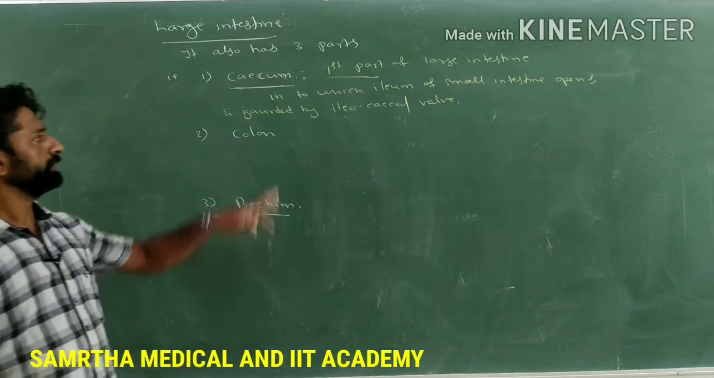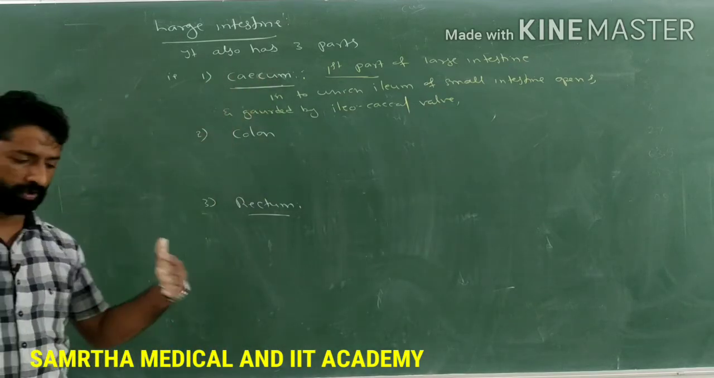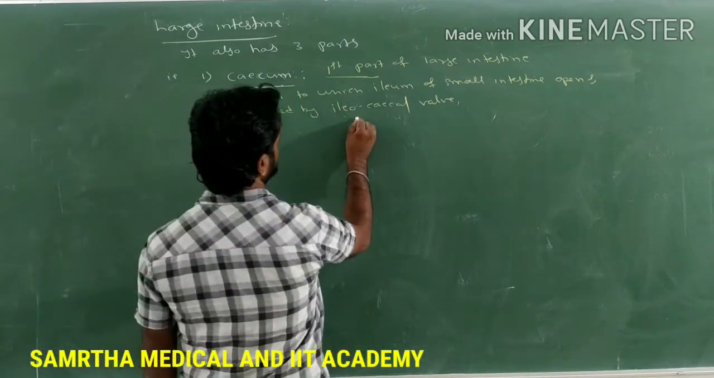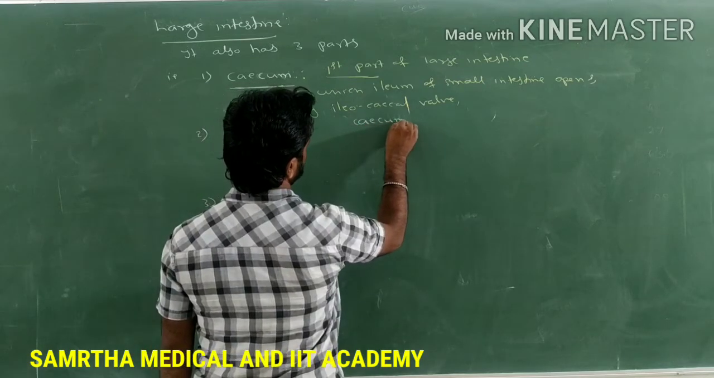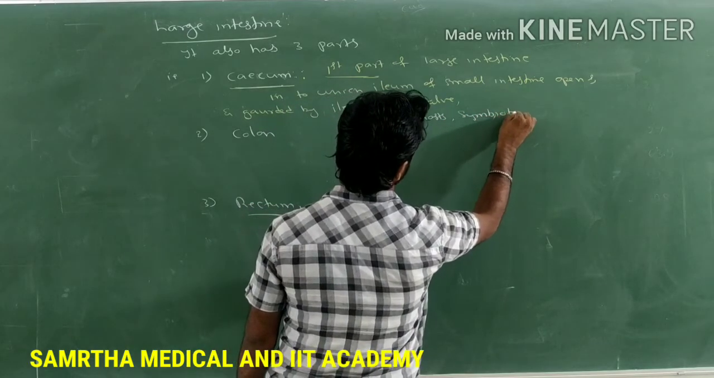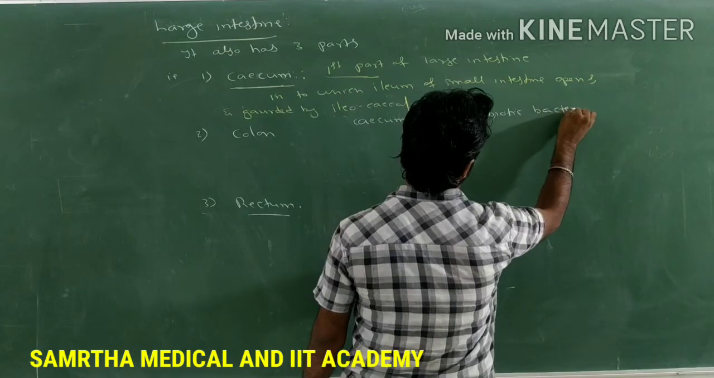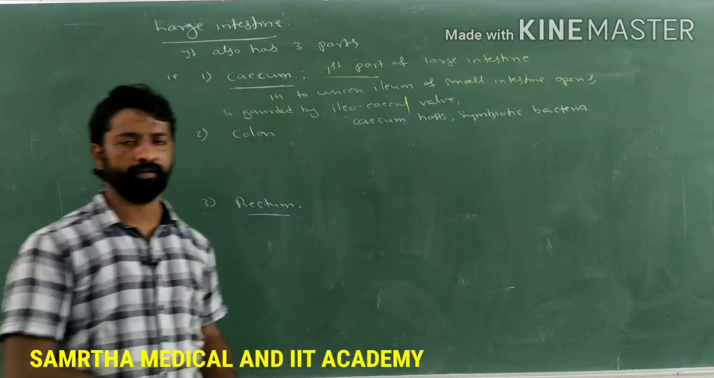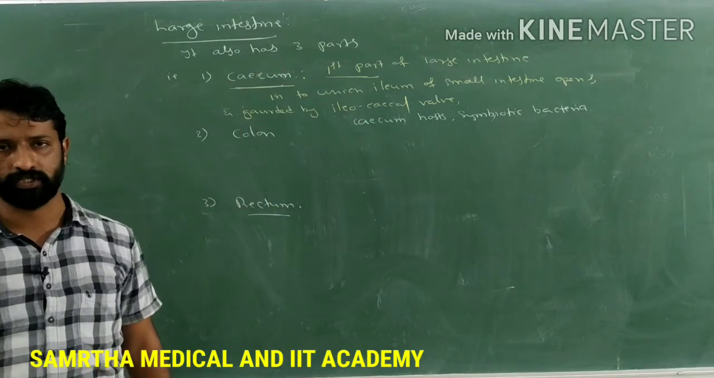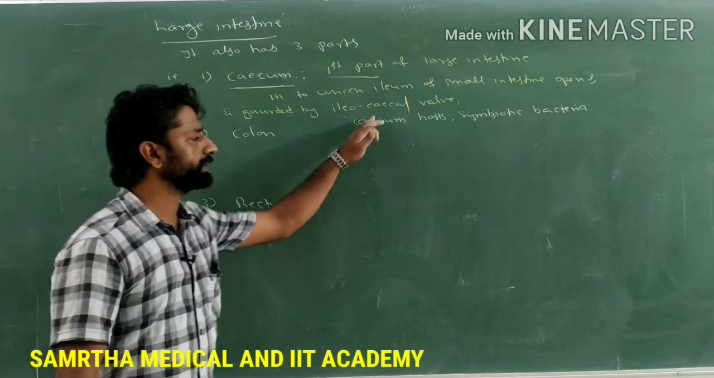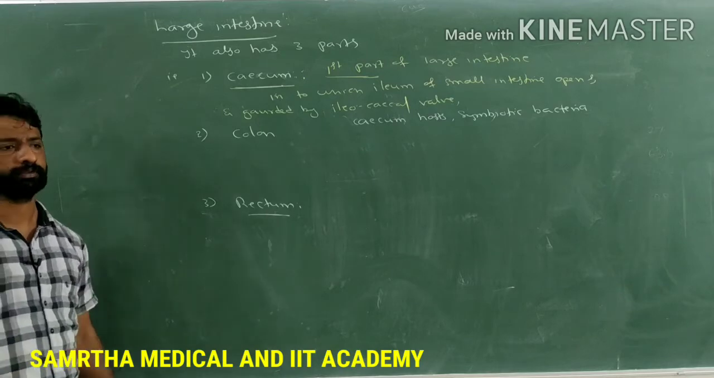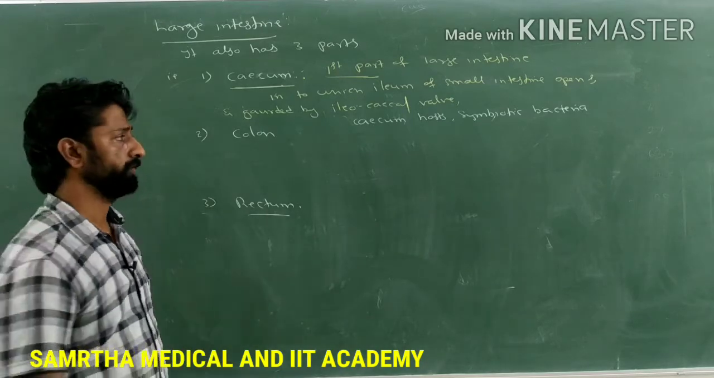Then this cecum acts as a host for symbiotic microorganisms. The cecum hosts symbiotic bacteria. Where do you find symbiotic bacteria in our body? They are present in the cecum region of the large intestine. Then the cecum gives rise to an extended, finger-like projection that is called the vermiform appendix.